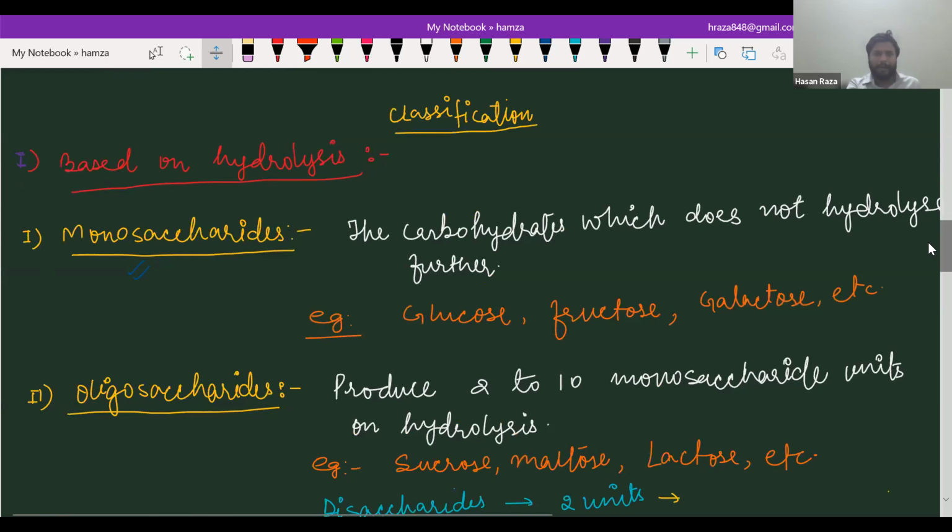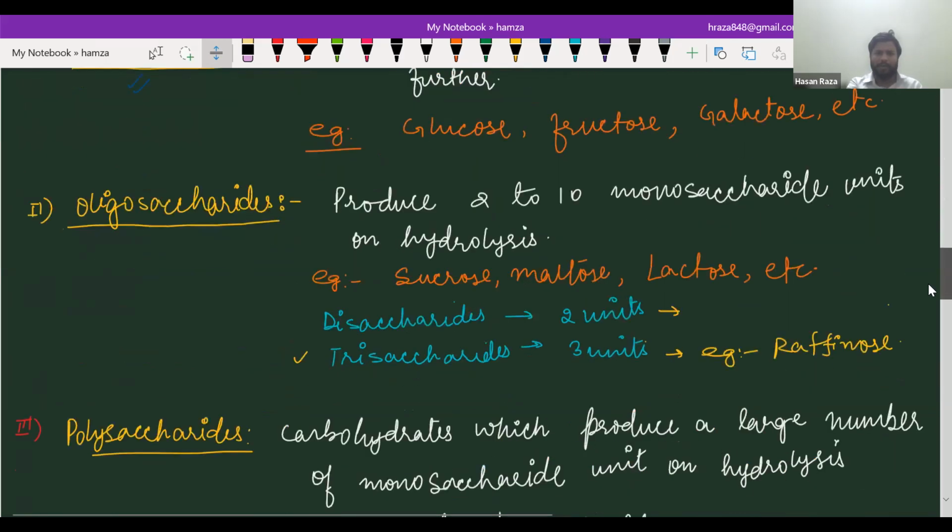Classification based on hydrolysis: monosaccharide, oligosaccharide, and polysaccharide. A monosaccharide cannot be further hydrolyzed, like glucose, fructose, and galactose. An oligosaccharide on hydrolysis gives 2 to 10 units of carbohydrates. You can also say 2 units means disaccharide, 3 units trisaccharide, 4 units tetra, penta, like this. Are you done with this, Alia? Please do respond.